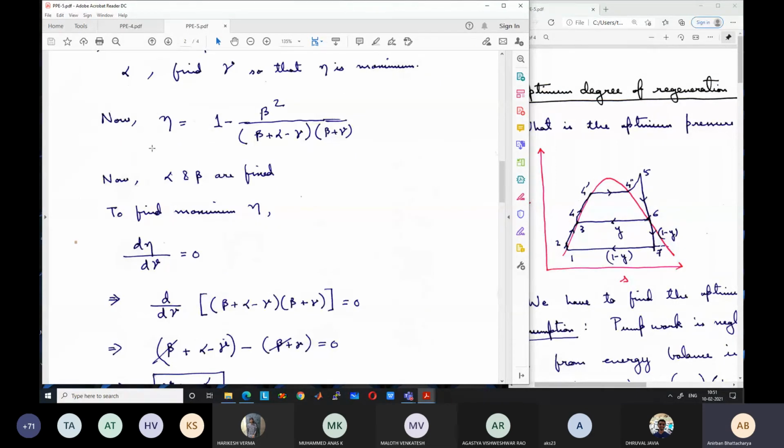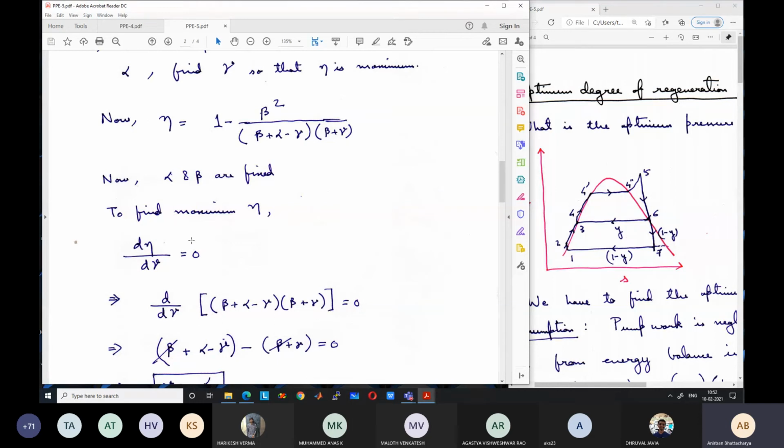So we can take a derivative of the efficiency eta with respect to gamma and equate it to 0 to find the maximum value of eta. Either there will be a maximum or minimum value; we have to later establish that it is the maximum. But we can take a derivative and equate it to 0. Because beta is constant, this is same as taking the derivative of the denominator and equating it to 0. So derivative of (beta plus alpha minus gamma) into (beta plus gamma) equal to 0, because all the other terms are constant.